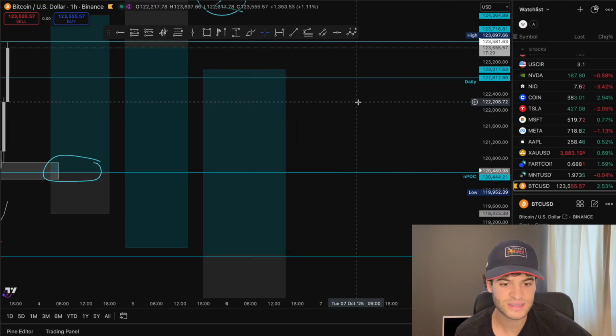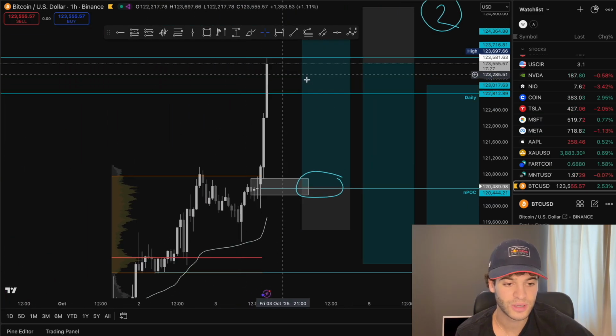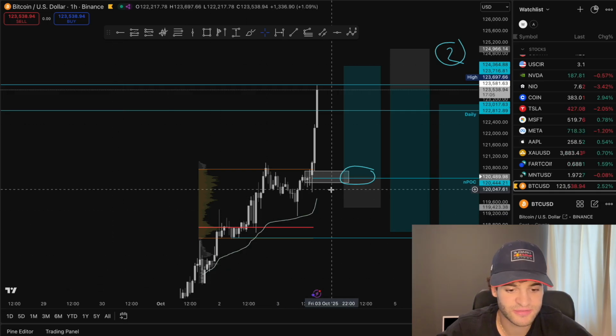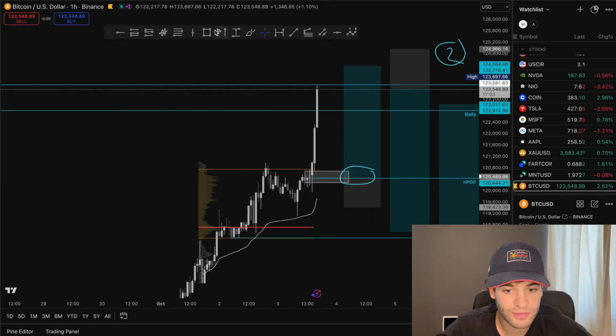If they don't get hit, it's fine. Tomorrow's a new day. I will have new setups. So yeah, very, very simple. I identify the trend. I identify my support. I identify my resistance. And that's it. So I hope everything is clear.